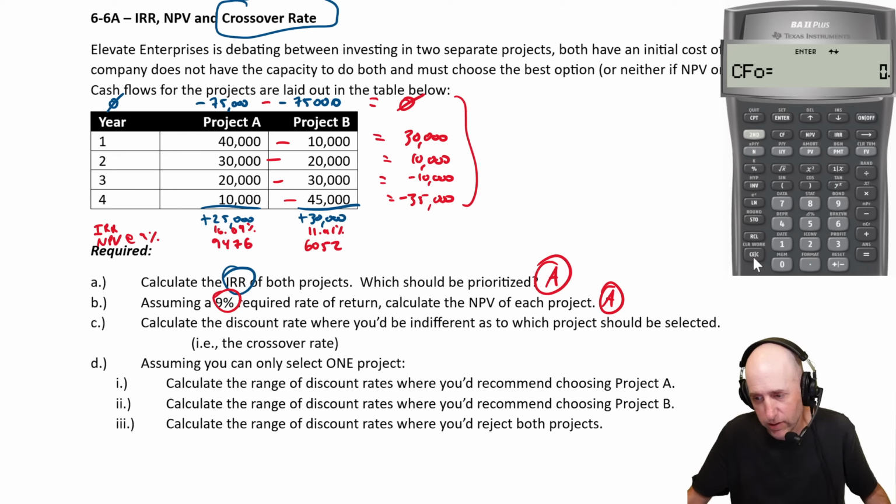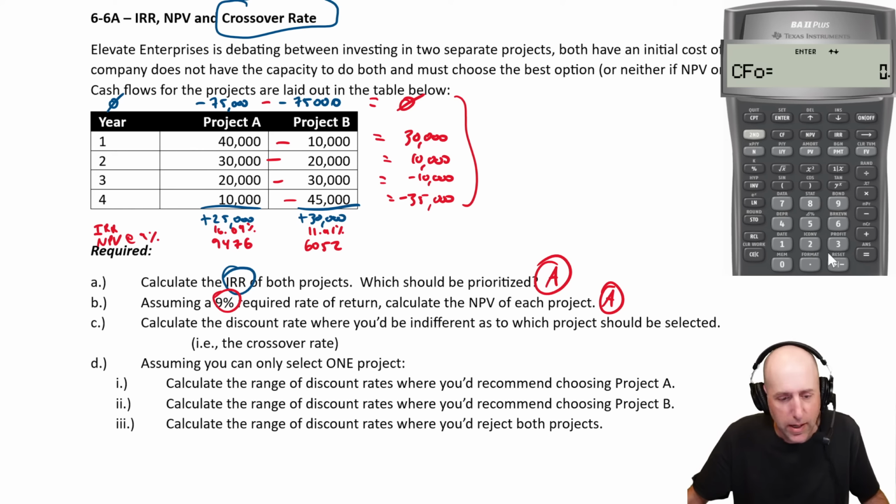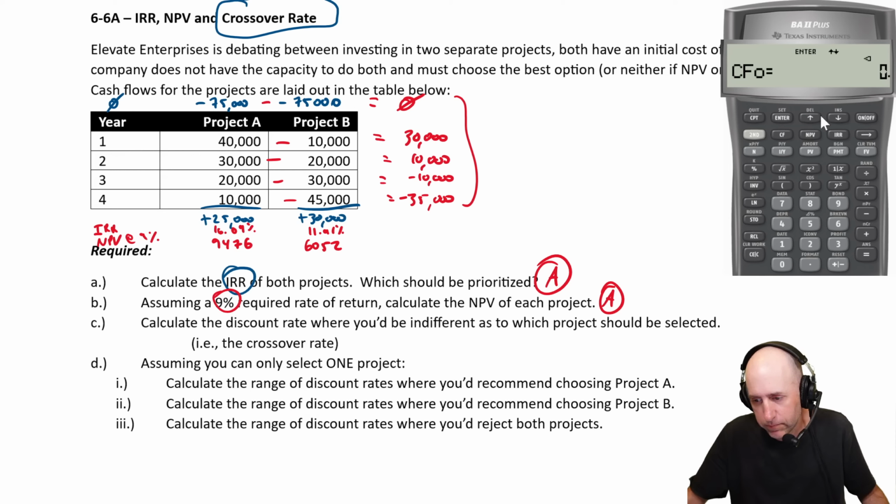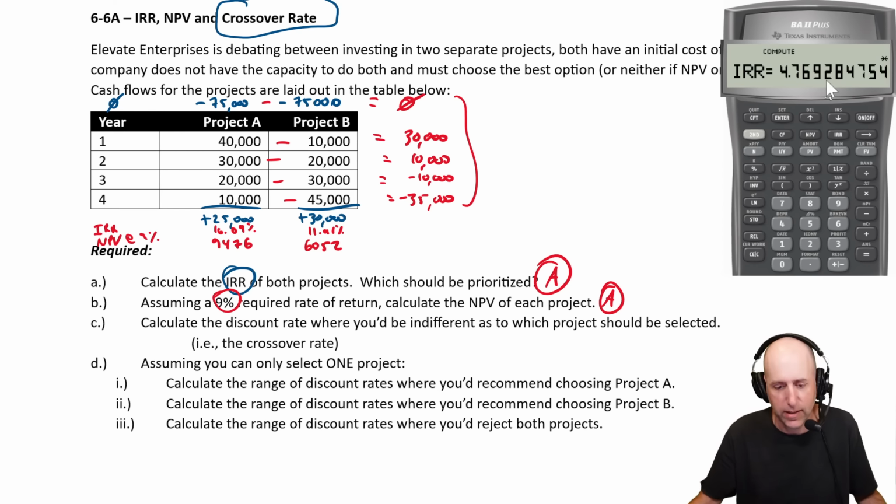So let's do that. CF, second function, clear work. CF at time 0 is 0. Cash flow at time 1, 30,000. Cash flow at time 2, 10,000. Enter, I hit the down arrow twice. Cash flow at time 3, 10,000 negative. Cash flow at time 4, 35,000 negative. I compute the IRR. I hit IRR, compute, 4.77%.